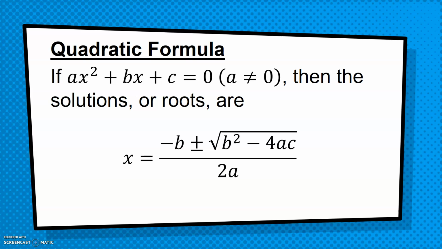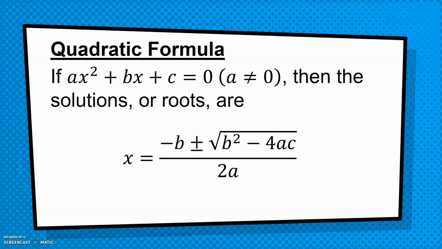If I have a quadratic equation, ax squared plus bx plus c, and that equals 0, and a can't be 0, we have to have something there for that x squared, then the solutions or the roots or the zeros are found by just plugging things into this quadratic formula. X equals negative b plus or minus the square root of b squared minus 4ac, all of that divided by 2a. So I'll give you a second. You might want to pause the video to write that down because we're going to use it over and over.